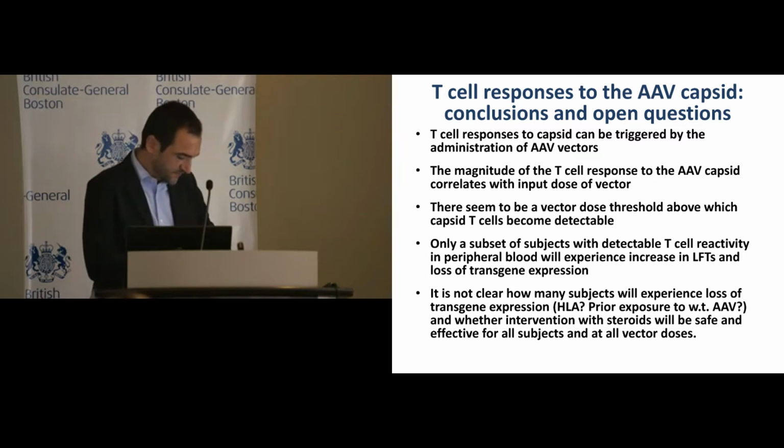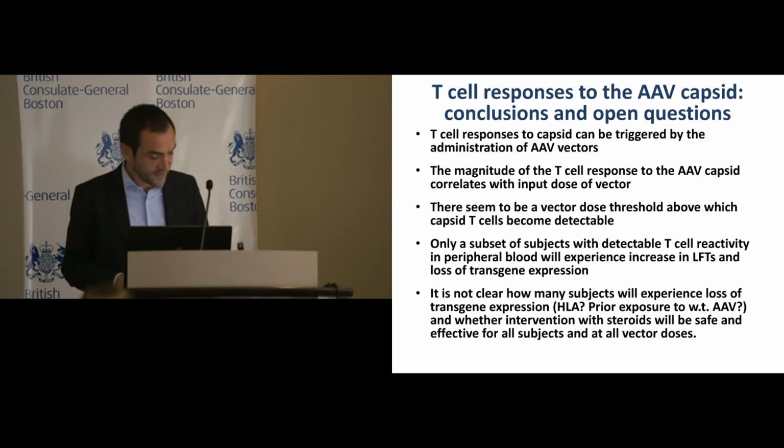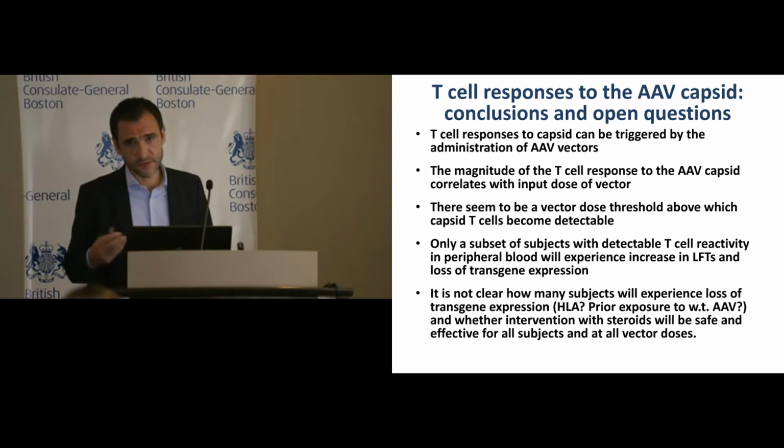So the summary of the first part of this presentation about T cells is that T cell responses can be triggered by the administration of AAV vectors. It's now clear that this is the case, and it's not only a result coming from liver gene transfer, but it's coming also from other AAV trials. The magnitude of these responses seems to correlate with the total antigen dose, so the vector dose. There is some sort of a threshold above which this response becomes clinically relevant.